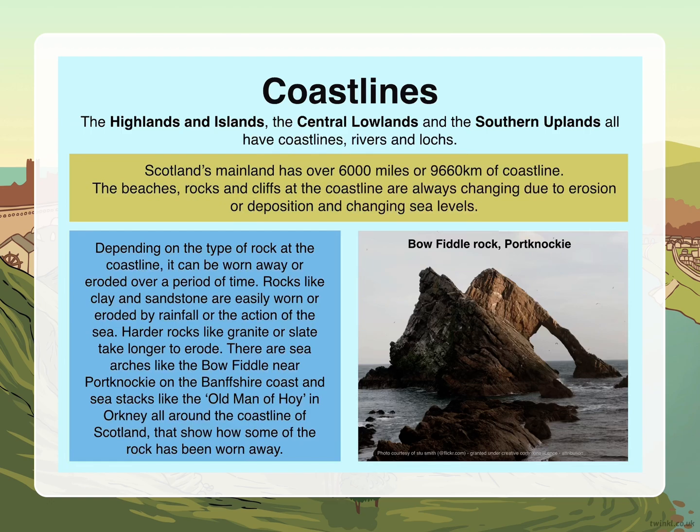So depending on the type of rock at the coastline, it could be worn away or eroded over a period of time, and rocks like clay and sandstone are easily worn or eroded by rainfall. Harder rocks like granite or slate take longer to erode. So erode means just basically wear away. You can find sea arches near Bowfiddle.